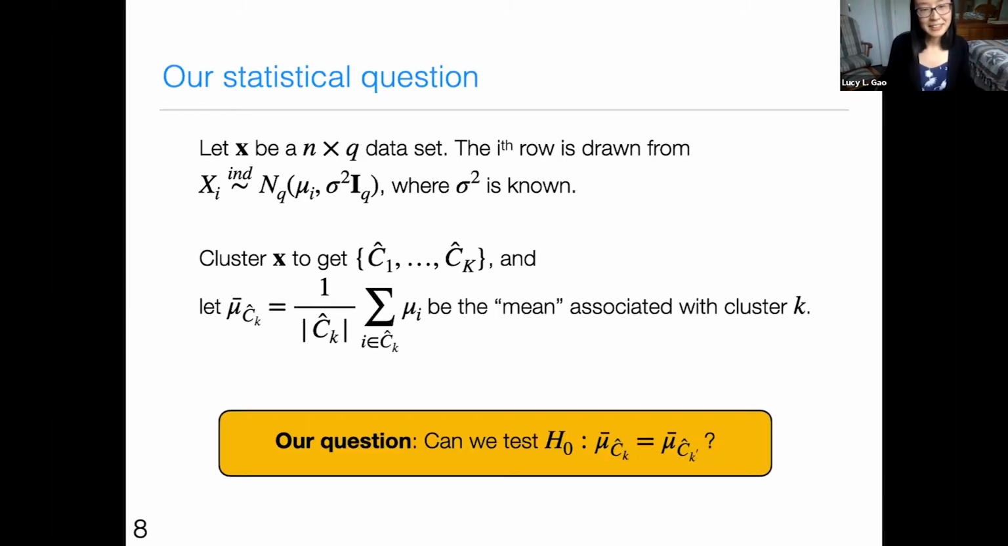And once we have these means defined, the null hypothesis looks pretty familiar, which is just that there's no difference between the mean parameters associated with 2 estimated clusters.